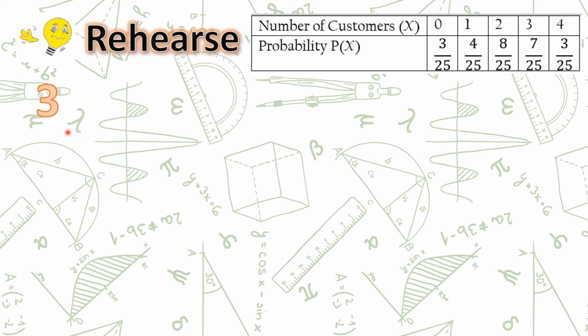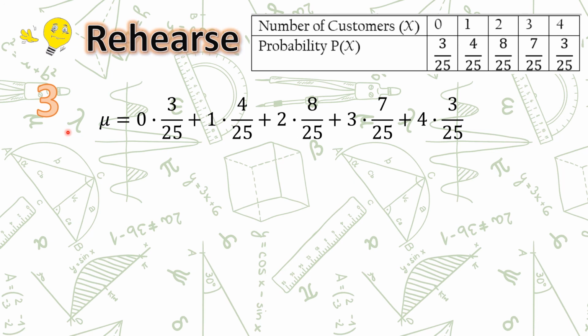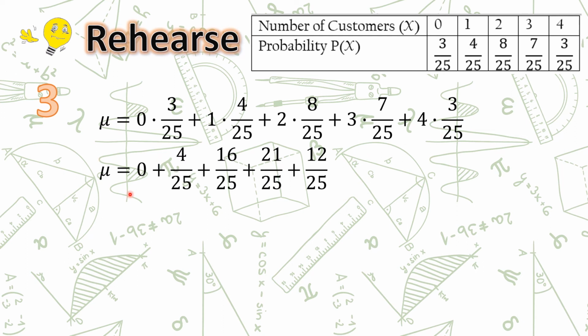Now let us solve for the mean. That will be 0 times 3 over 25 plus 1 times 4 over 25 plus 2 times 8 over 25 plus 3 times 7 over 25 plus 4 times 3 over 25. Evaluating the mean further, we will get 53 over 25.